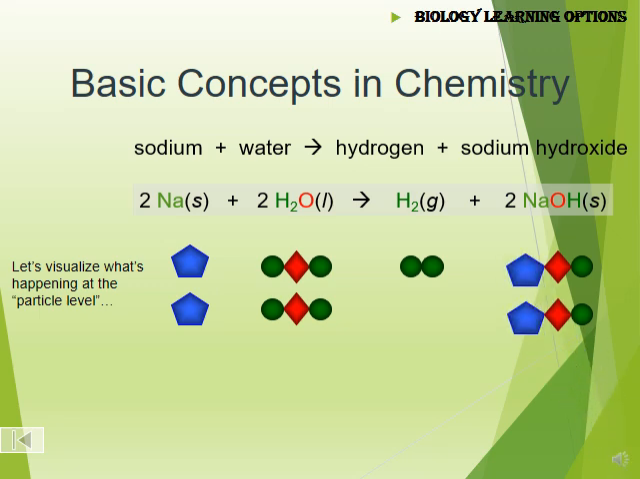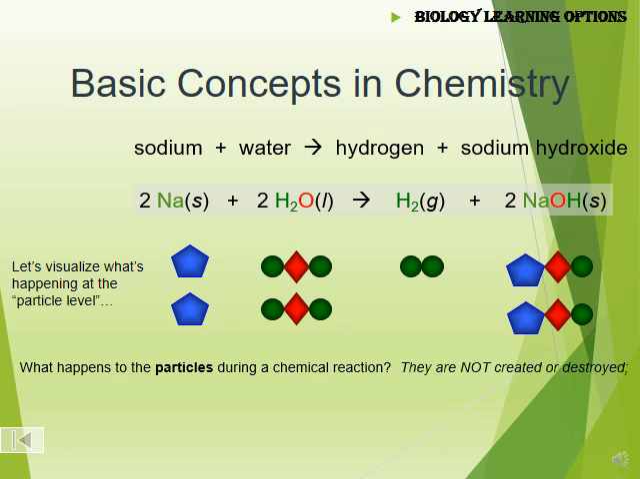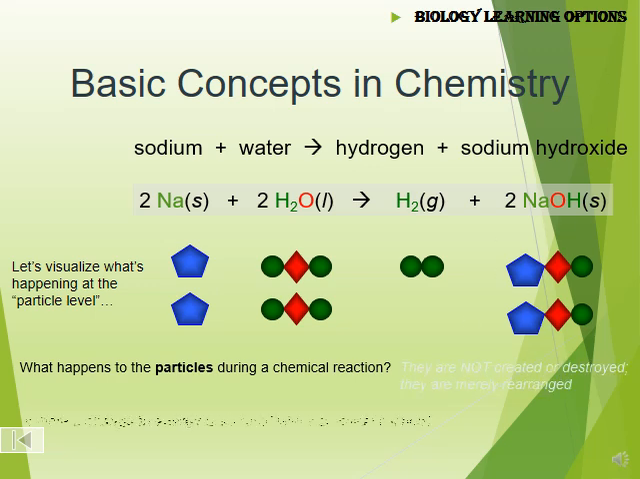You can see what happens to the particles during a chemical reaction. They are not created or destroyed. They are merely rearranged. So now tell me, is there a change in energy associated with a chemical change? What do you think? So basically yes: heat, light, sound.